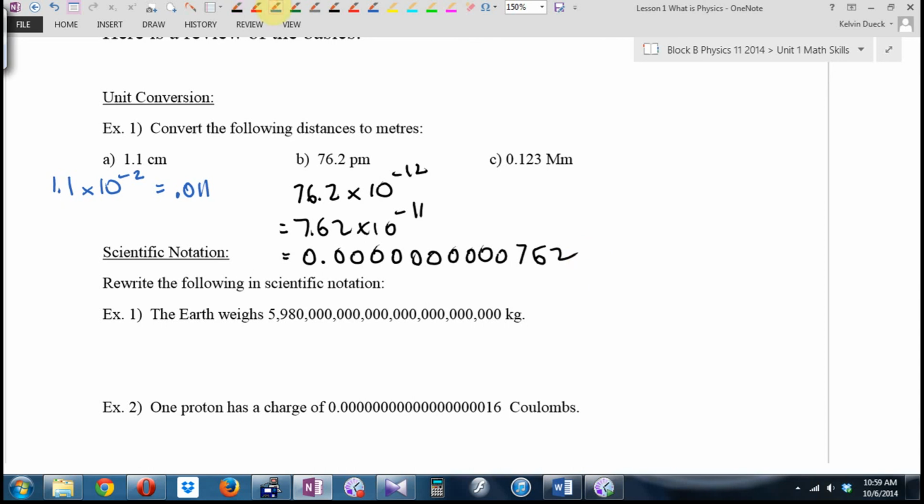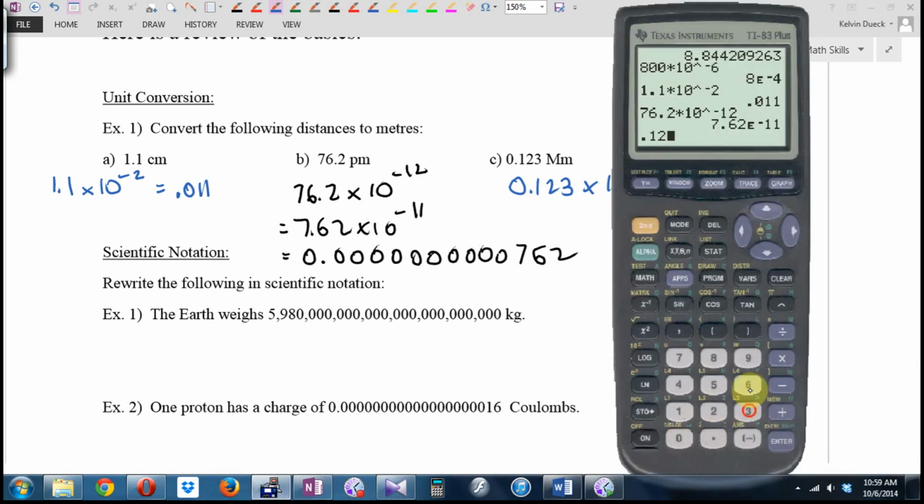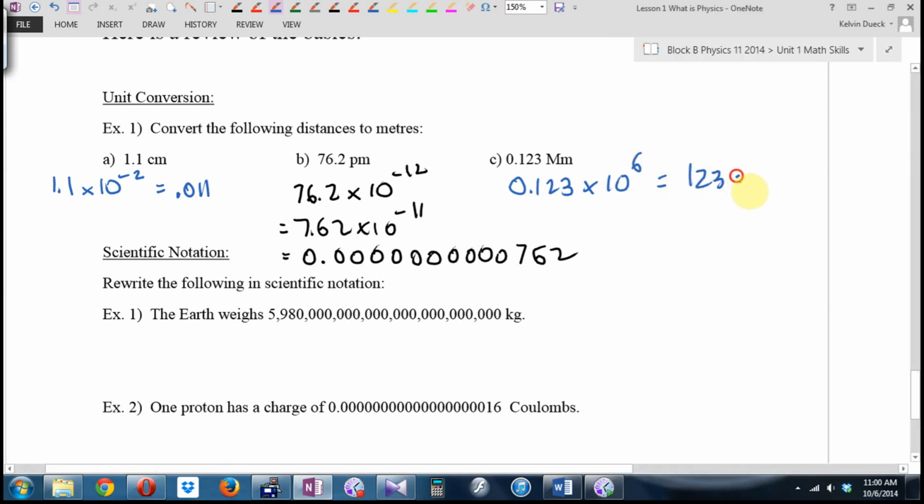C, 0.123 megameters. I would go 0.123 times mega, ten to the sixth. Do you get 123,000? 123,000. Oh, and always put the units. I noticed I forgot to put the units on the first one. That's meters. And I forgot to put the units on the second one. That's meters. I will take marks off on tests for no units.